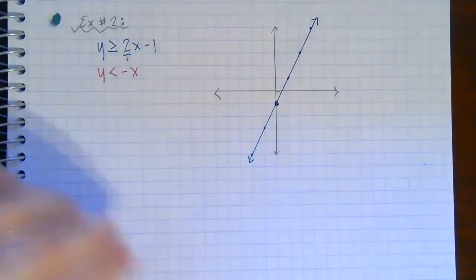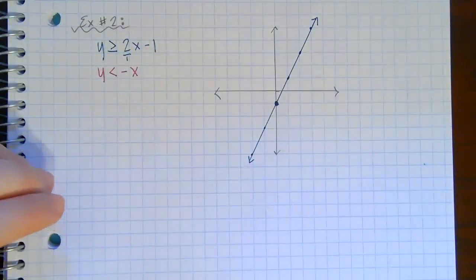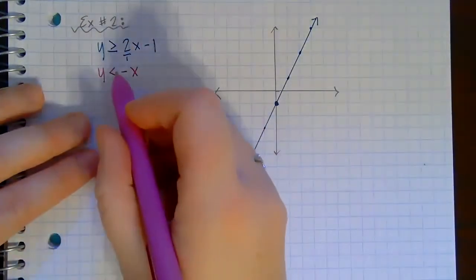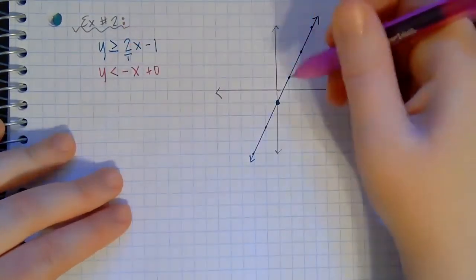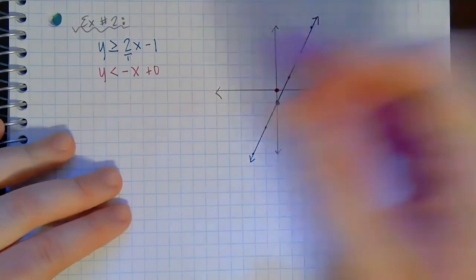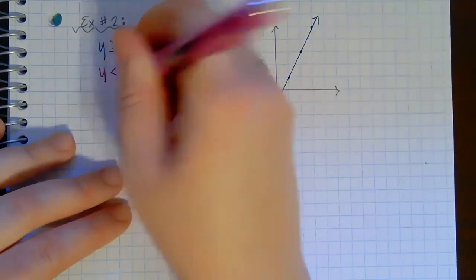Okay. Same thing for the other one. Y is less than negative x. Remember that there's an imaginary plus 0 here, right? So I'm going to start at 0. And then my slope, remember there's a 1 over 1 in front.